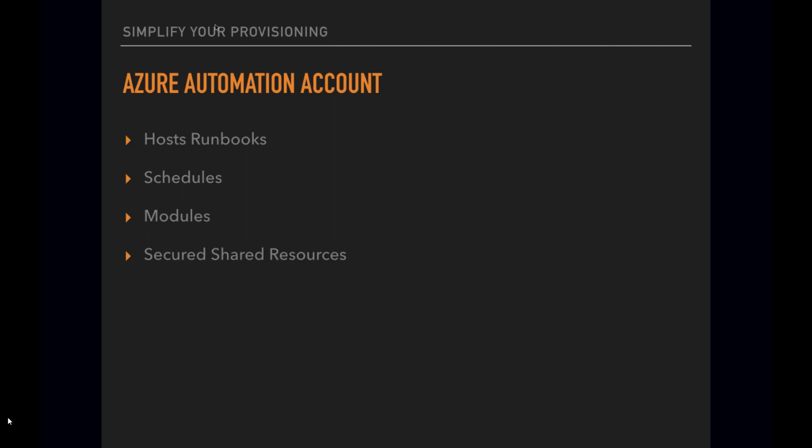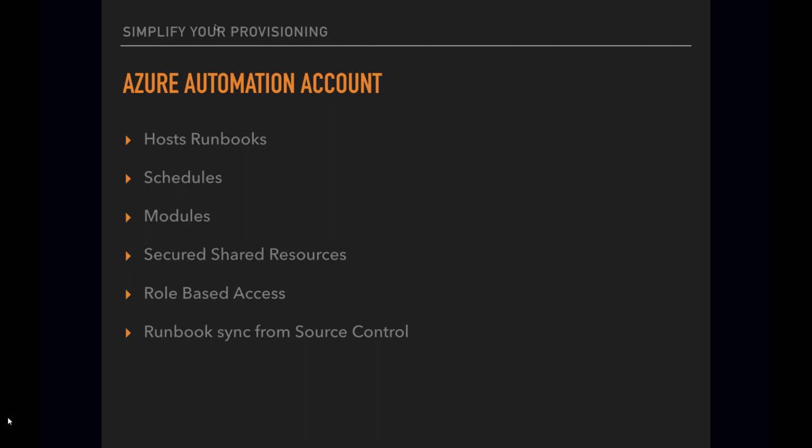We've got modules that we can add in from the gallery, and you can upload your own. You've got your shared resources, which are secured, for your usernames and passwords and secrets and so on. Role-based access, so again, you've got to have access to the Azure Automation account to then actually execute the jobs from Flow as well.